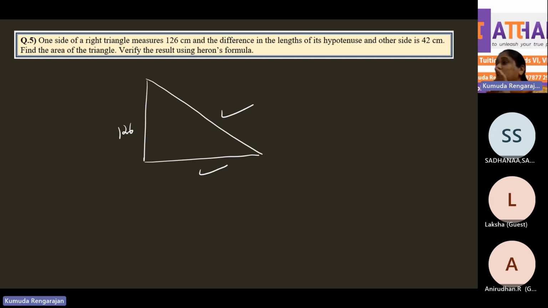Yeah. So of the three sides, one side is 126 centimeters, given. Now the other two sides are one side and the hypotenuse. The difference between those two sides is 42 centimeters, and the elder one is the hypotenuse. So if you assume this side to be X, the hypotenuse is elder, so that will be X plus 42.